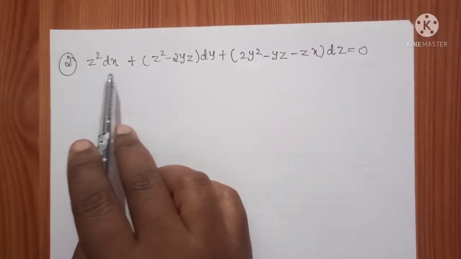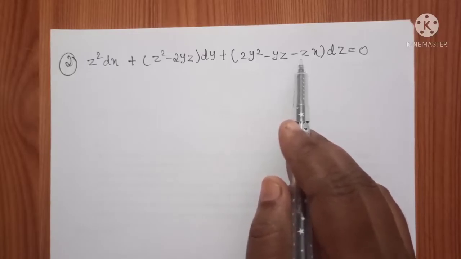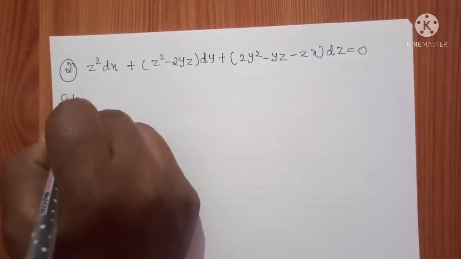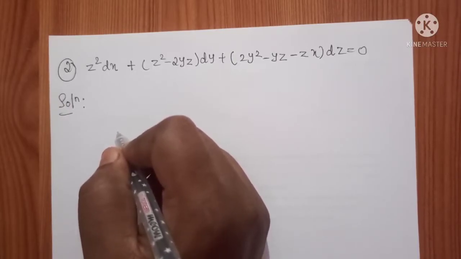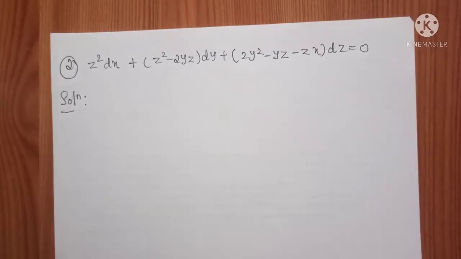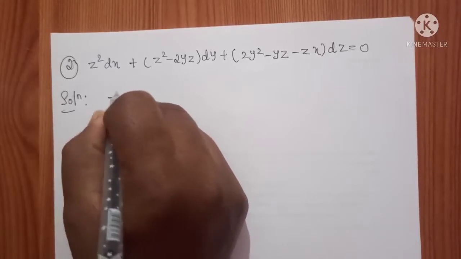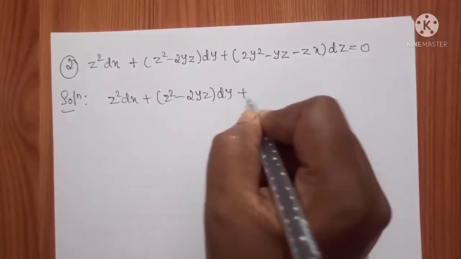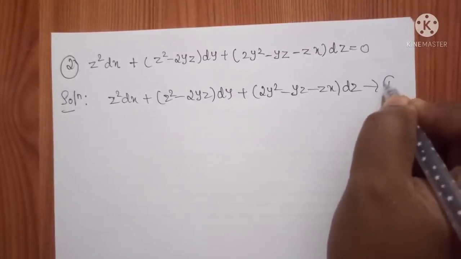Second example: z square dx plus z square minus 2yz dy plus 2y square minus yz minus zx into dz equals 0. Here also, first we have to check the condition for integrability, then we go for the solution. The condition for integrability you check by yourself, or we only solve this one. See here, first we write the given equation, z square dx. So this is the given equation.